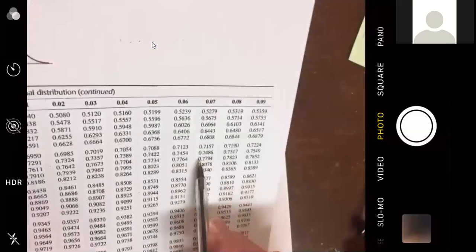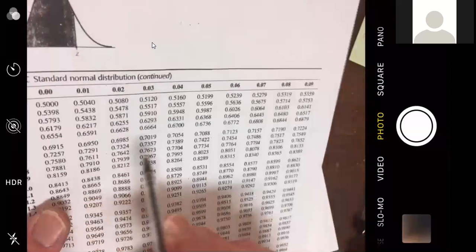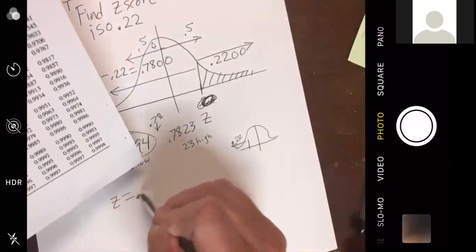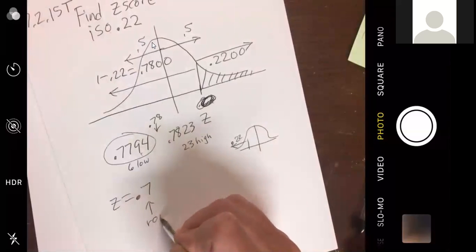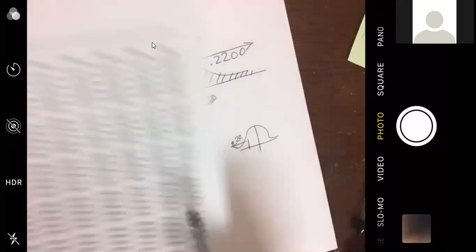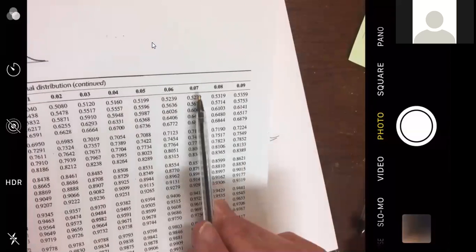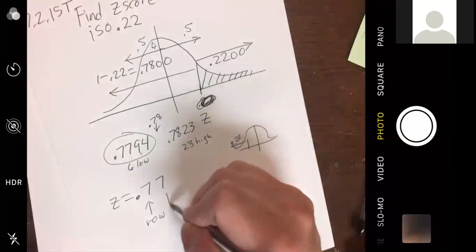So looking at that one, it's on row 0.7. That's my first digit I write down. 0.7, that's its row. And it's in the, where'd you go? 7794, it's in the 7 column. So I put another 7 down for the column.